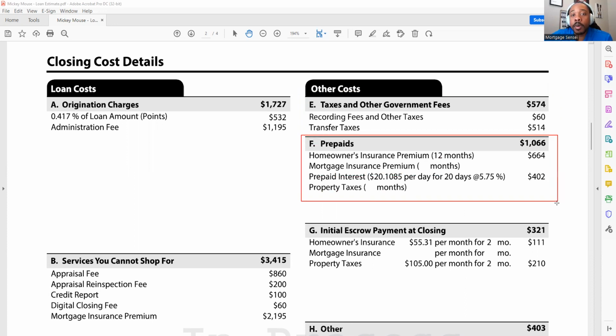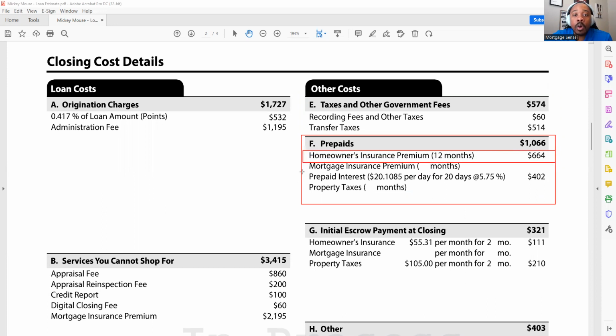Below that, you have box number F. Box F is all your prepaid items. So these are the costs that's needed to be paid at closing to move forward with the loan. One of which is always the homeowner's insurance and your prepaid interest. Okay, you normally always see that. You might see property taxes in there, but you guarantee when you're buying a house, you're going to see a full year's of insurance premium due and then prepaid interest.